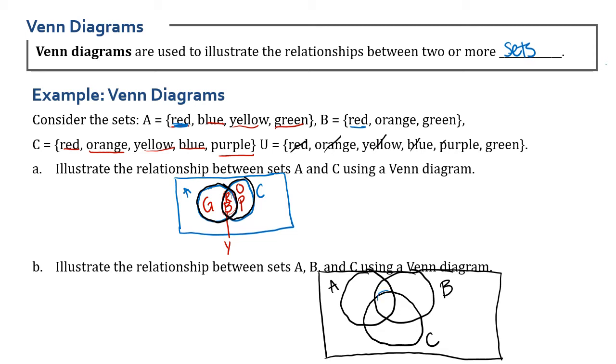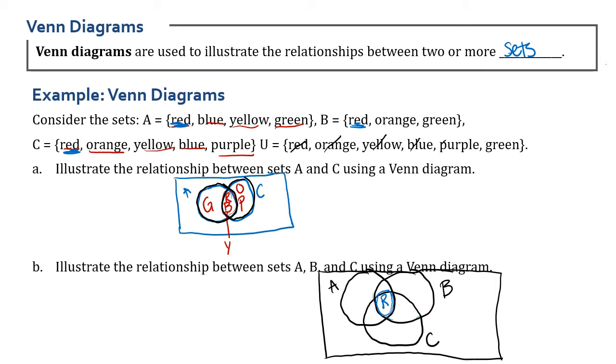So this piece right here includes circle A, circle B, and circle C. So let's do the intersection of all of them. What do they all have in common? They all have red as an element. So that's the first one I'm going to do. Red is in A, B, and C.